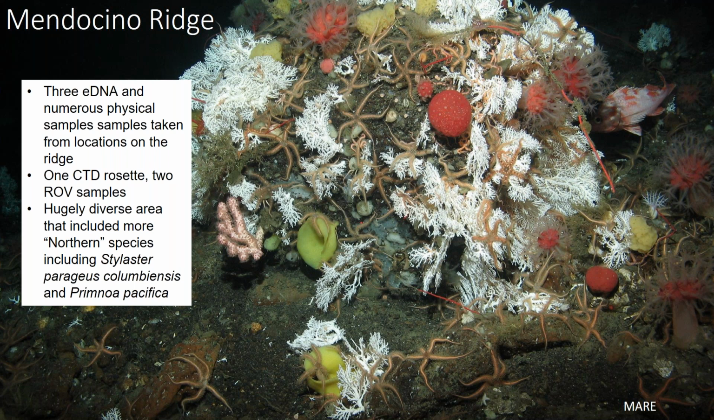These northern species included this white lace coral you're seeing in this image called Styraster columbiensis, as well as the habitat-forming coral Primnoa pacifica, which is also known by the common name red tree coral, which is this very large, beautiful primnoid. And previous to this, had not really been observed this far south. It was thought to only extend to about Washington State.